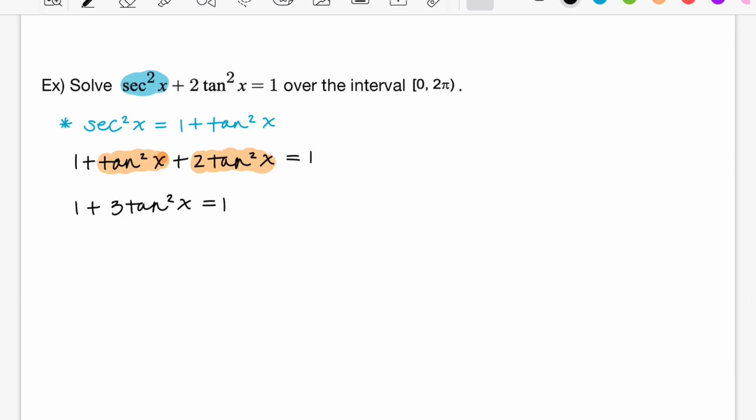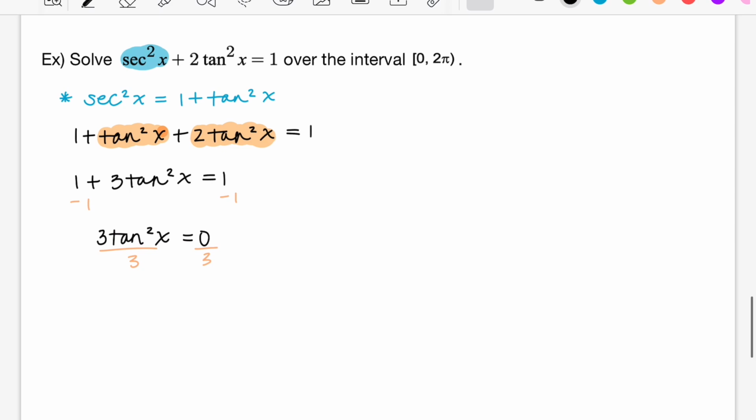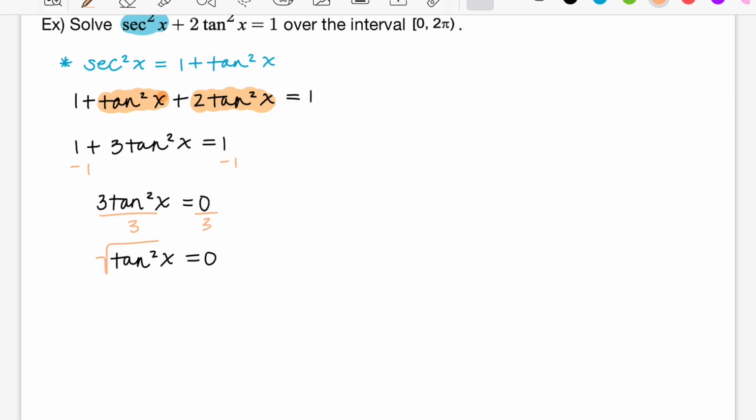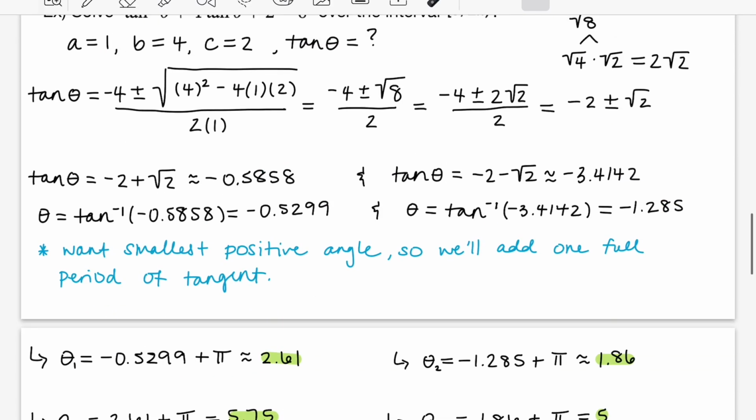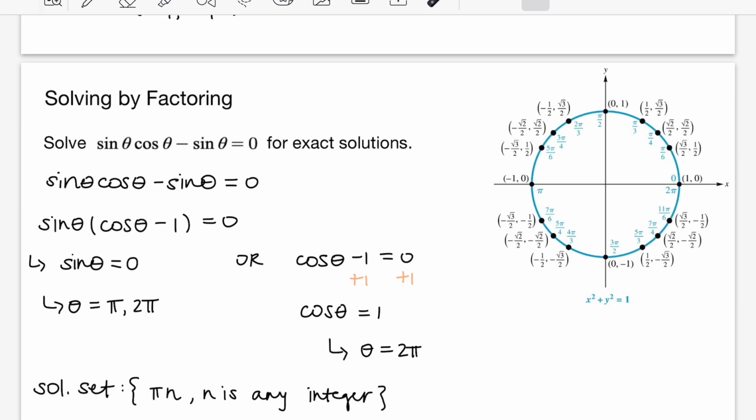Alright, so now we'll solve for our tangent function. First thing we'll do is we'll subtract 1 on both sides here. This gives us 3 tangent squared x is equal to 0. Dividing by 3 on both sides, we'll get tangent squared alone, and we'll still have 0 on the right-hand side of our equation. And similarly, square rooting both sides gives us our tangent function, and we still have 0 on the right-hand side. So we want to know when tangent of x is equal to 0, and this is only going to happen at 0 and pi. Remember, tangent is sine over cosine, so this is only going to happen when sine is equal to 0.